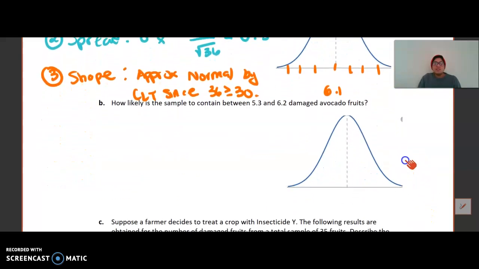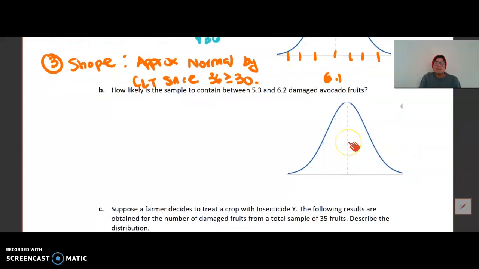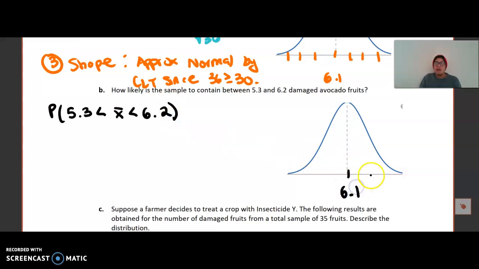So now let's take a look at an example here. How likely is the sample to contain between 5.3 and 6.2 damaged avocado fruits? So let's turn that into a probability statement. So I want to find the probability that our sample is likely to contain between 5.3 and 6.2 damaged avocado fruits. So if I were to, again, put this on my distribution, that would happen, let's see, 5.3.